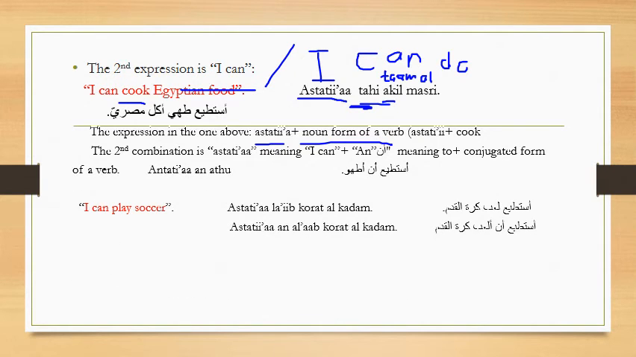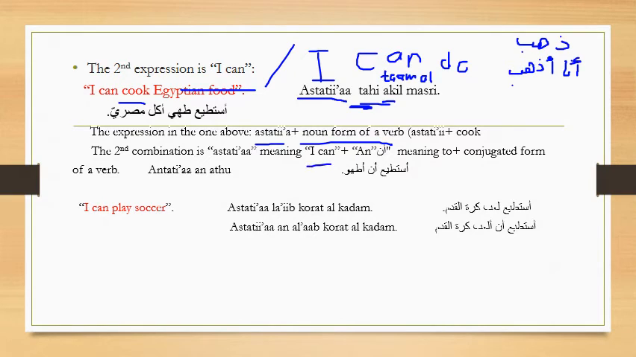So the expression here, we use أستطيع plus the noun form of the verb. The second combination is you use أستطيع, which means I can, plus أن plus the conjugated form of a verb. What do you mean by the conjugated form? Let me remind you. When we used to say, please apply the conjugation rule for this verb, which is ذهب. You know ذهب, what does it mean? Go. We've taken this before. I told you apply the conjugation rule, but with the present tense. You used to tell me أنا أذهب. So here you apply the conjugation rule, but with the present tense.